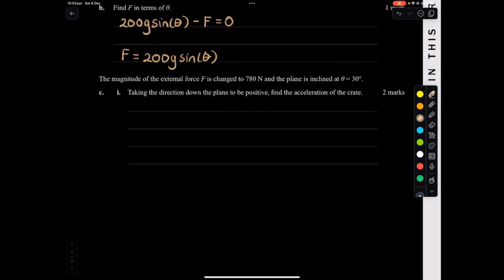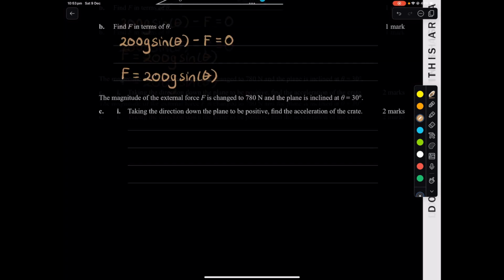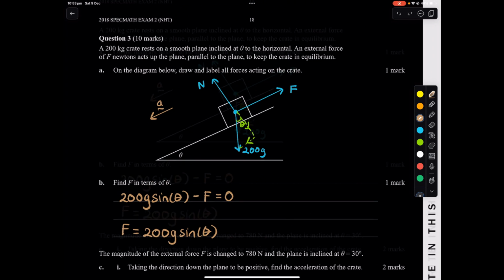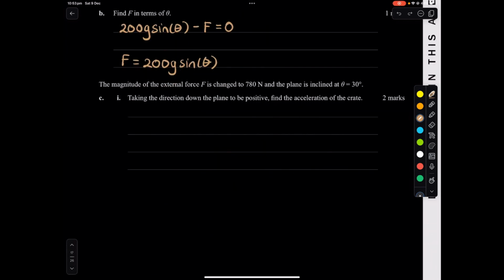The magnitude of the external force is changed to 780 newtons, and the plane is inclined at 30 degrees. Taking the direction down the plane to be positive, find the acceleration of the crate. So again, same case, acceleration is down, but now the force is changed to 780. Now we have acceleration.